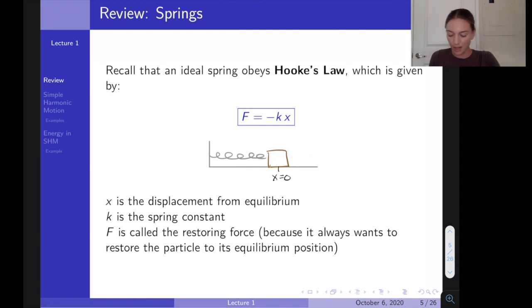And then k is the spring constant, as I said. And it's called a restoring force because the spring always wants to restore the block or the particle to its equilibrium position, right? If the block is moving out this way, it wants to push it back here. If it's moving out this way, it wants to push it back here. So that's why it's called a restoring force.